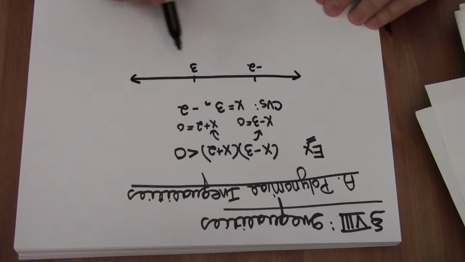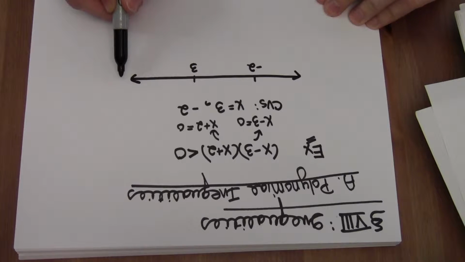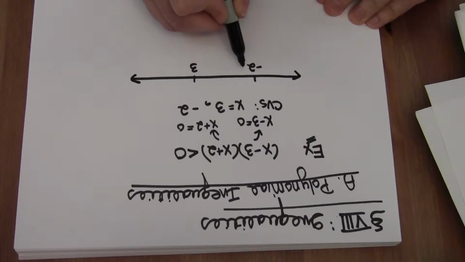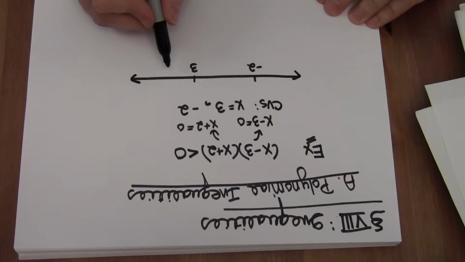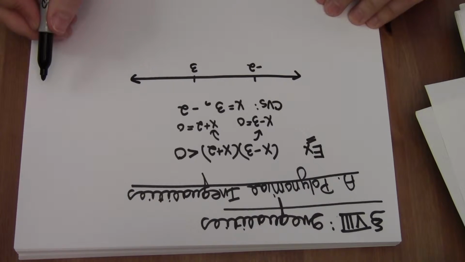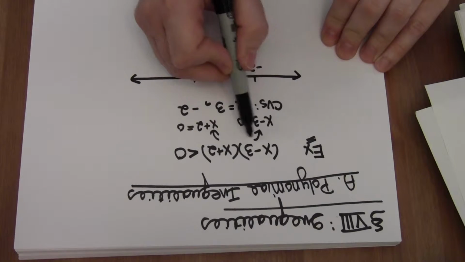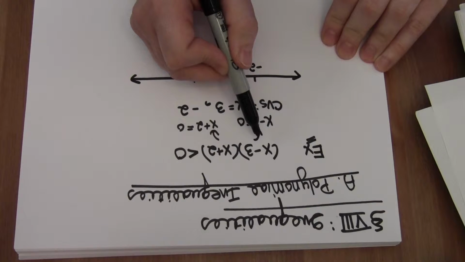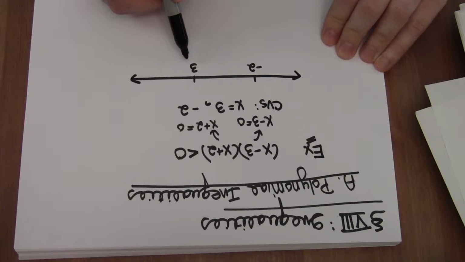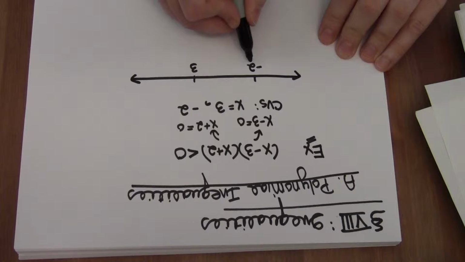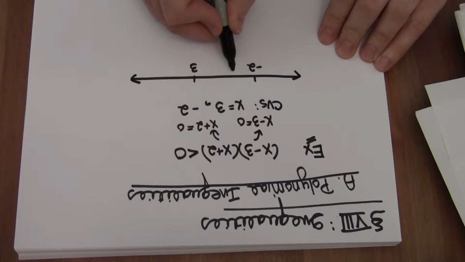These critical values have divided my entire real number line now into three different sections. A section before negative 2, a section between negative 2 and 3, and a section from 3 on. The way this will work is the signs of this expression can only change at negative 2 and at 3. So for example, if I figure out that by plugging in 0, I get something negative, that means any number you were to plug in between negative 2 and 3 would give you something negative.